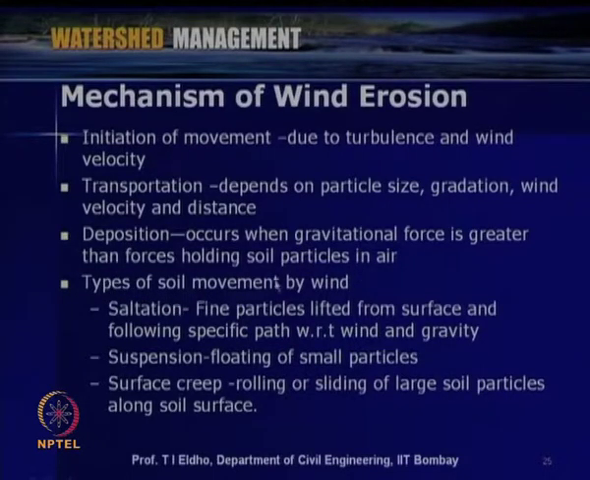As far as types of soil movement by wind are concerned, the various types are listed here. First one is saltation. Saltation means fine particles are lifted from the surface and follow a specific path with respect to wind and gravity. The second one is suspension, which means floating of small particles in the air with the wind. Then surface creep, that means rolling or sliding of large soil particles along the soil surface.